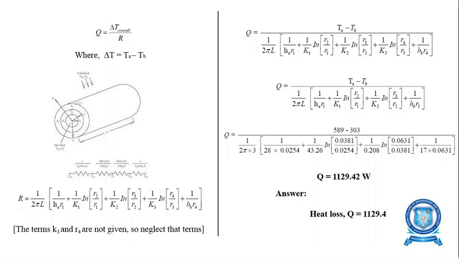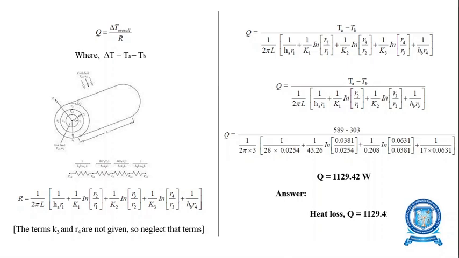Hence we are writing the equation for the composite cylinder, that is R is equal to 1 by 2 pi L, which is common, that's why we have taken it outside, 1 by HA R1 plus 1 by K1 ln R2 by R1 plus 1 by K2 ln R3 by R2 plus 1 by K3 ln R4 by R3 plus the convection resistance, that is 1 by HbR4. So whatever the layers may be, we can extend the equation up to the n level.